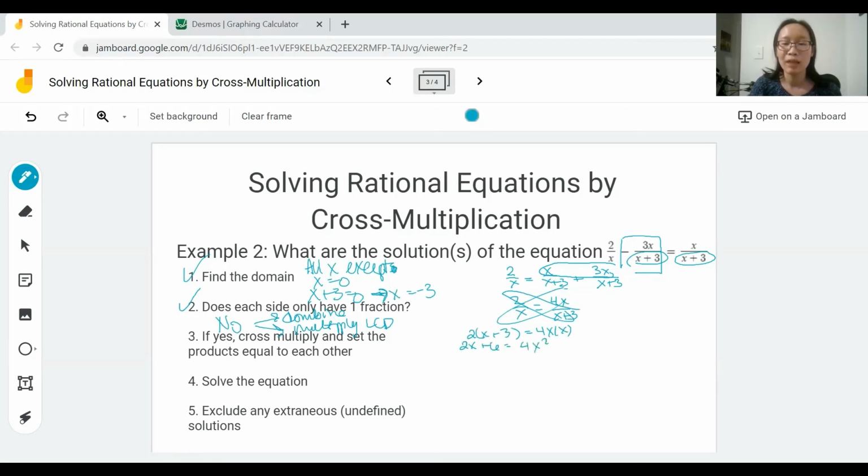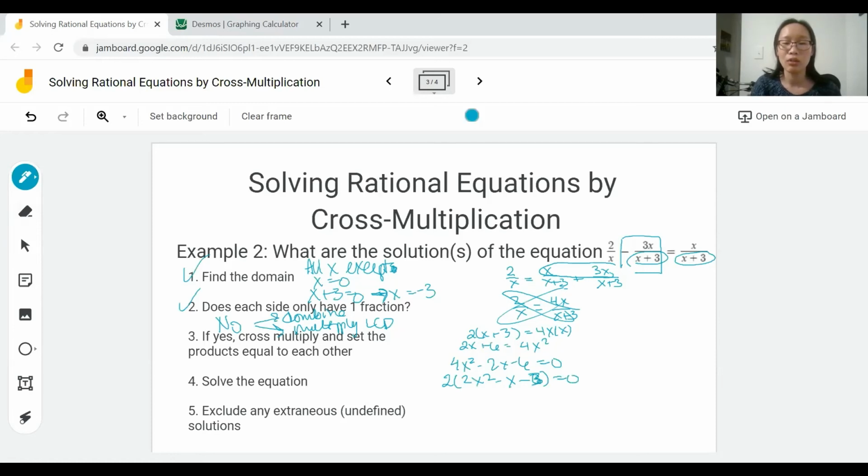I'm going to move my left side over to my right side so that I have a positive coefficient for my x squared. And then now I have a quadratic, which I'm going to factor out a GCF of 2. It's 2x squared minus x minus 3 is equal to 0. And then I'm going to factor by grouping.